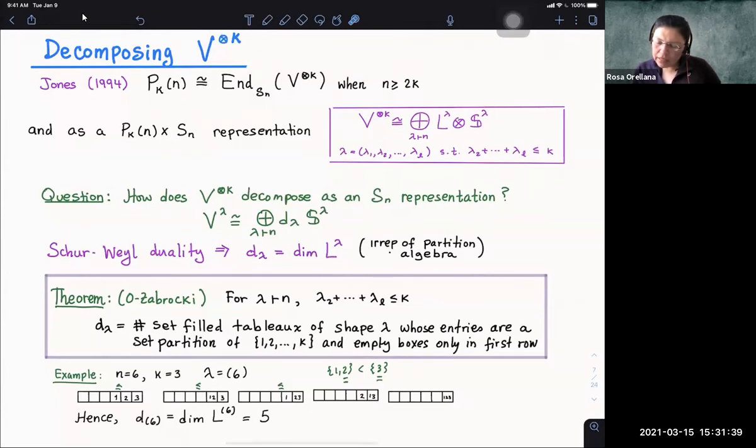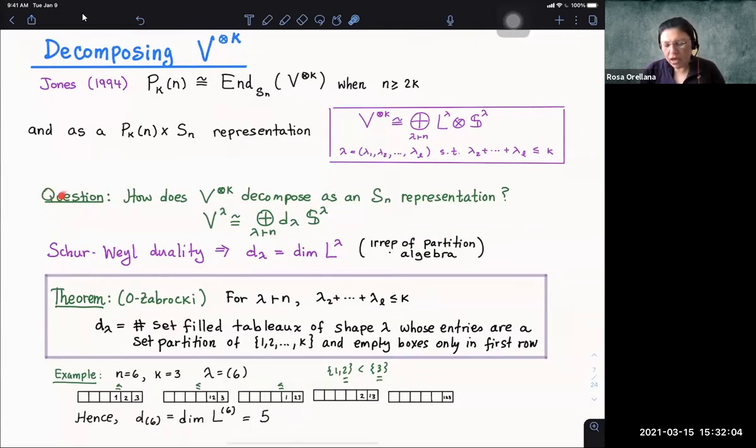And you require that when you sum, starting at the second part up to the last part, this is always less than or equal to k, yeah? So the sum of these ones cannot exceed k. That's where the k condition comes in. And the n condition is that these partitions have to have n boxes. So now back to our question.